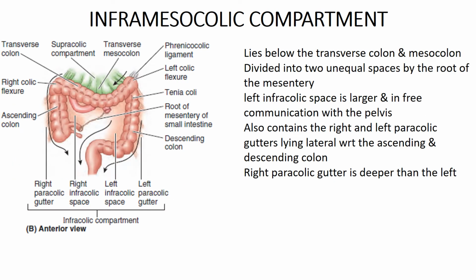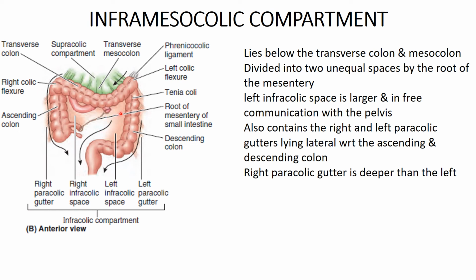Now the inframesocolic compartment lies below the transverse colon and its peritoneal fold, the transverse mesocolon, and it is divided into two unequal spaces by the root of the mesentery, which is the mesentery of the small intestine, and it divides it obliquely.